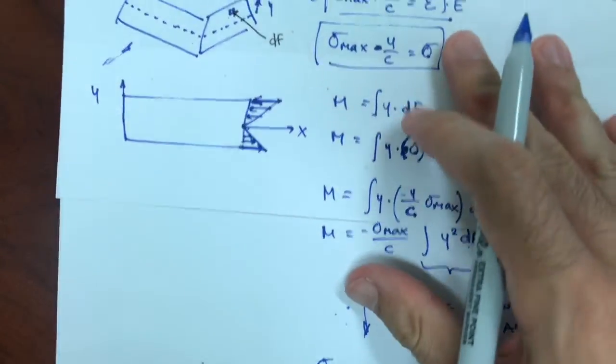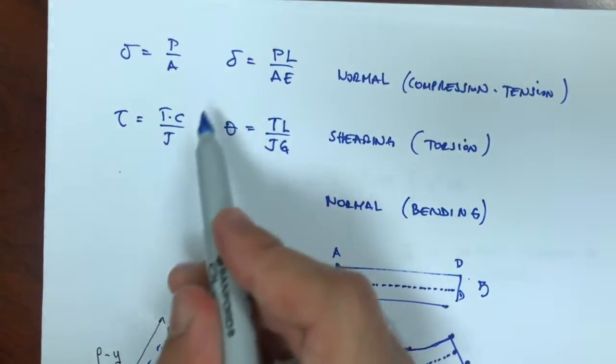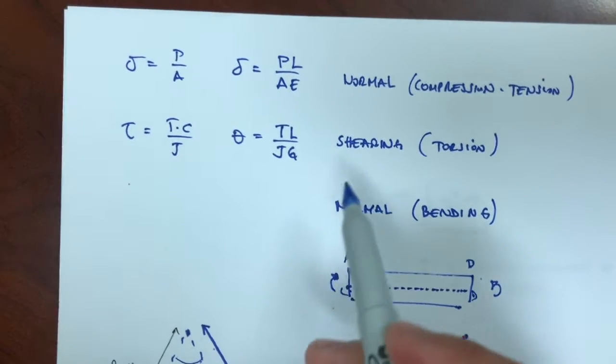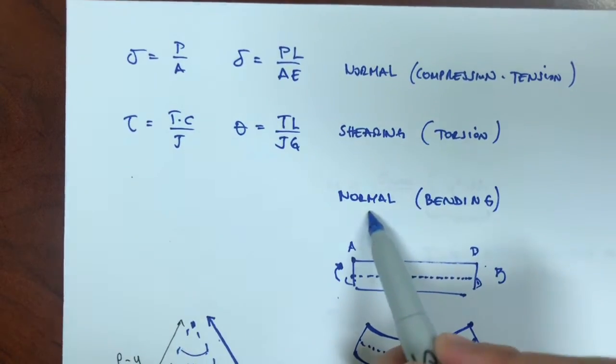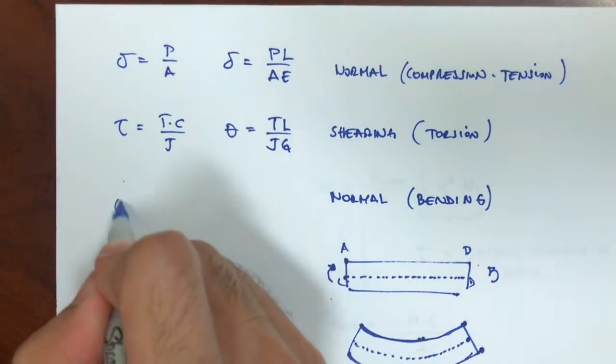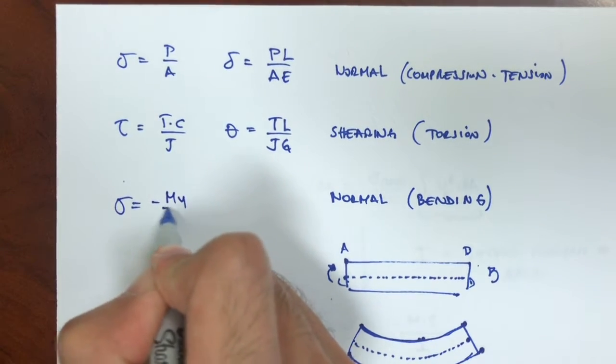Okay, so going back to all the stresses that I have so far, I have my normal stresses due to normal loads, shearing stresses due to torsion and normal bending. I would have a sigma equals to minus m y over I.